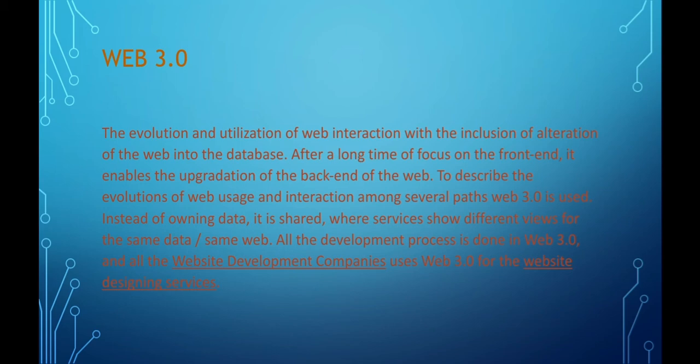Web 3.0, the evolution, utilized web interaction with the inclusion of the transformation of the web into a database. After a long time of focus on the front end, it enabled an upgradable back end of the web. It describes the evolution of usage and interaction among several parts of the web. In Web 3.0, instead of owning data, data is shared with services that show different views of the same data. All web development processes are done with Web 3.0, and all website development companies use Web 3.0 for web designing services.